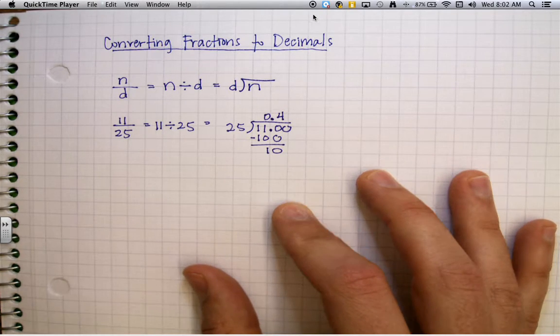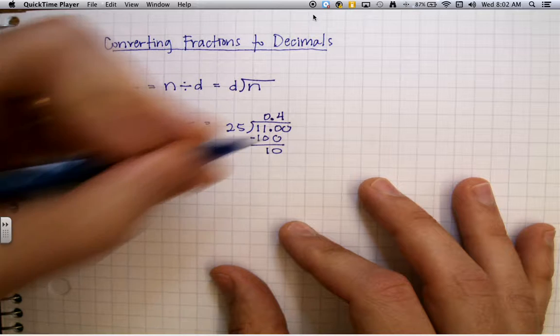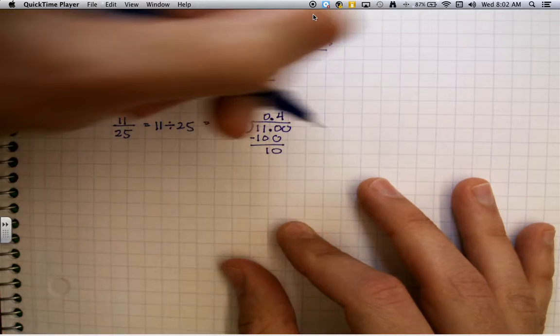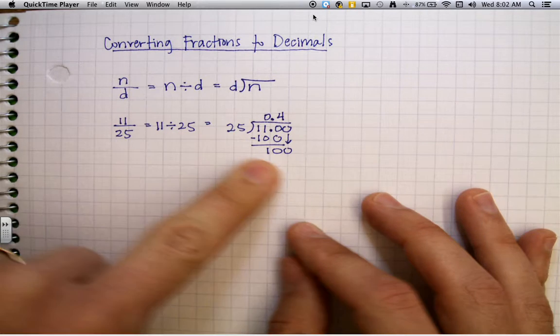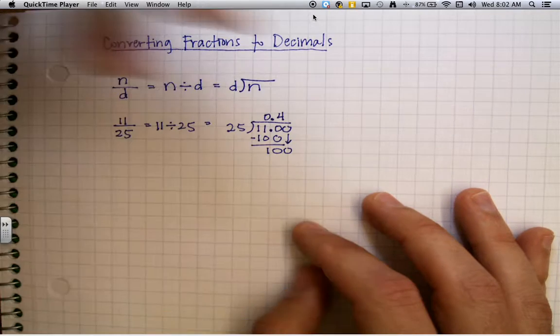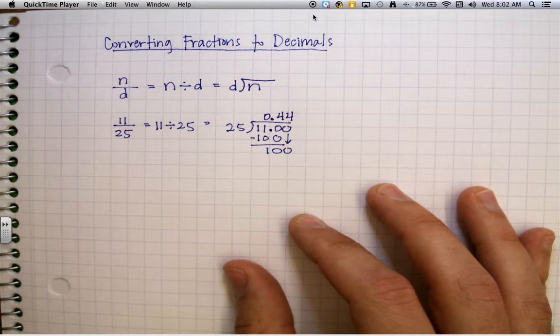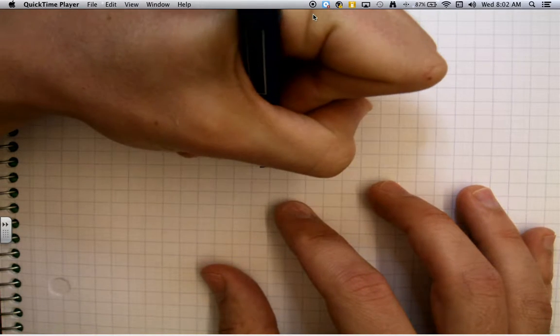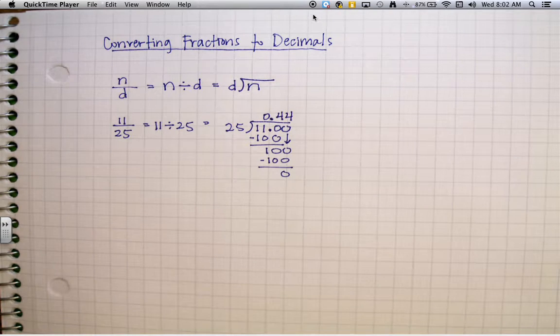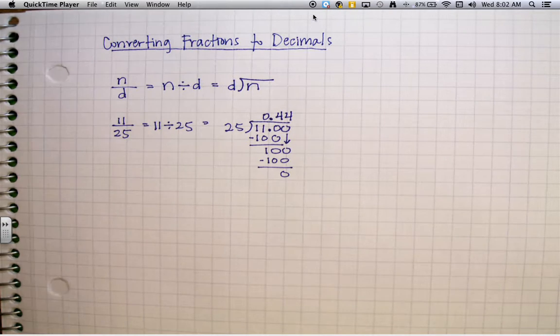So I'm not quite done because I have a remainder. I had introduced an additional 0 up here in the hundredths place. So I'm going to bring that down. And now I want to go 25 into this 100. Again, now I know 4 groups of 25 will fit in there perfectly. I will have no remainder, and I've converted this fraction into a decimal.